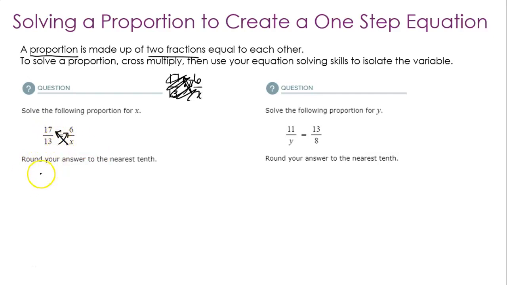The things that are on the diagonal go together. 17 times x is 17x. I don't know what 13 times 6 is in my head, so I get my calculator out. I do 13 times 6, and I get 78. I've now created a one-step equation, so we're going to divide both sides by 17. The 17s cancel out. 78 divided by 17 comes out as a decimal. So I am just going to rewrite this as a fraction, and there are no common factors for 78 and 17, so I stop there. You pause the video and try this one on your own.